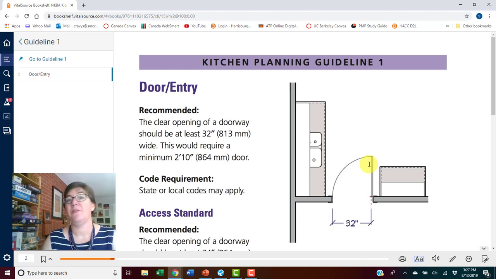A 34-inch door, also known as a 2-10 or 2-foot 10-inch wide door, is really common. That is the standard for residential interior doors.